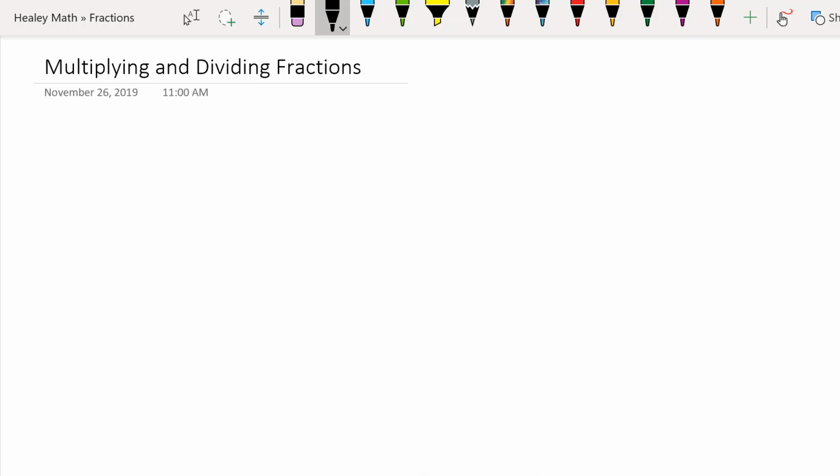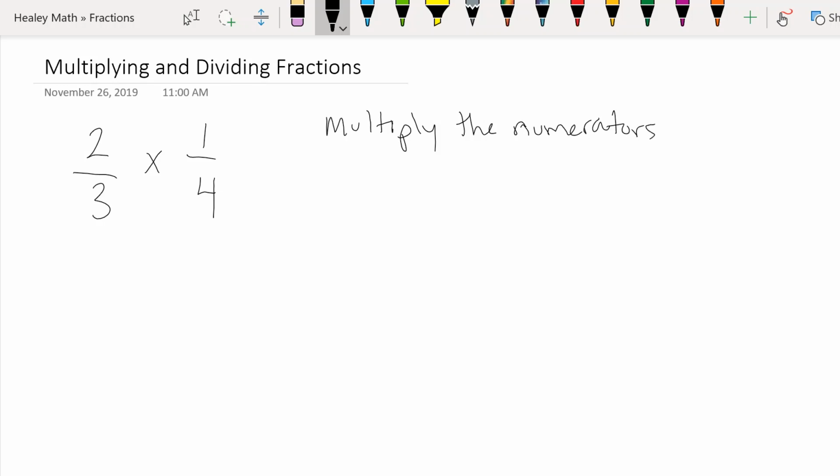Today we're going to be looking at multiplying and dividing fractions. So let's start with an example. 2 over 3 times 1 over 4. When we multiply fractions, we simply multiply the tops, or multiply the numerators, and we multiply the denominators by each other.